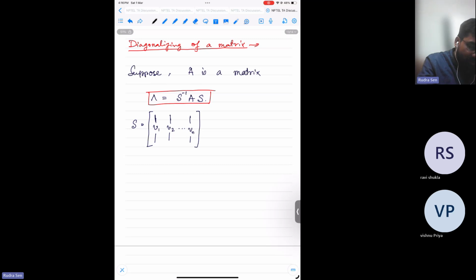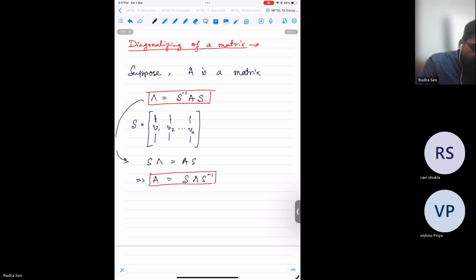And also sometimes if we multiply with S on both sides, what we get is basically AS. Now A is equal to S lambda S inverse. So why is diagonalization required? Because sometimes, when we are doing work with a matrix, it is very easy to deal with a diagonal matrix than a proper matrix.